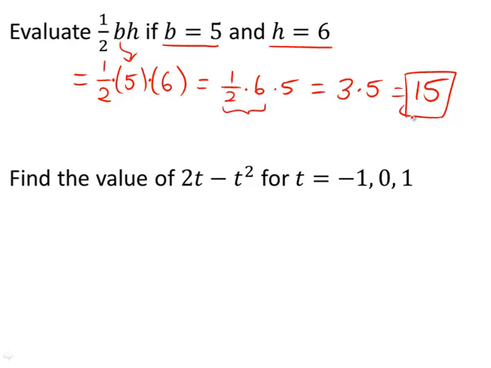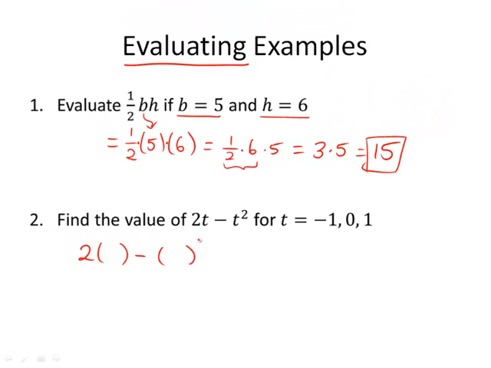Let's try the next one. You can pause the video and try it and see if you get it. So 2 times t minus t squared. And we want to calculate that, in this case, for 3 different values. So let's just make a table here.